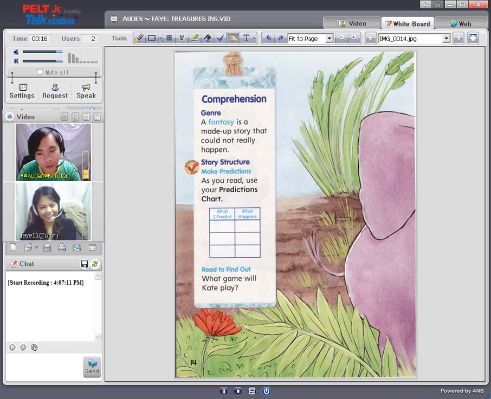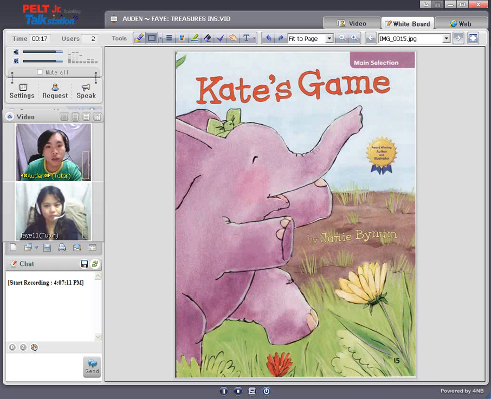So the basic activity that we will be doing here is what you predict will happen. This chart is very useful in your activity, for how they comprehend the story. And think of this question at the end of the story: what game will Kate play? You have to find out and read the story all throughout. So this is the main selection, or the main story, of the preparatory story from the previous pages.